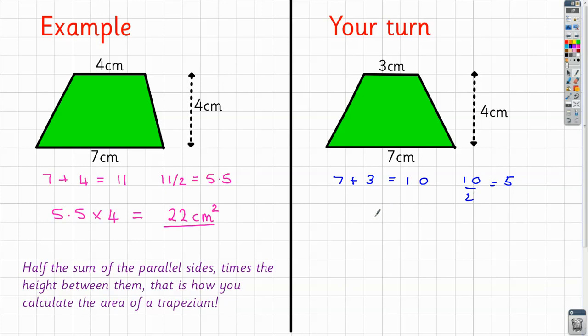Then we times by the height between them. So that's 4. So then we have 5 multiplied by 4, which is 20 centimetres squared.